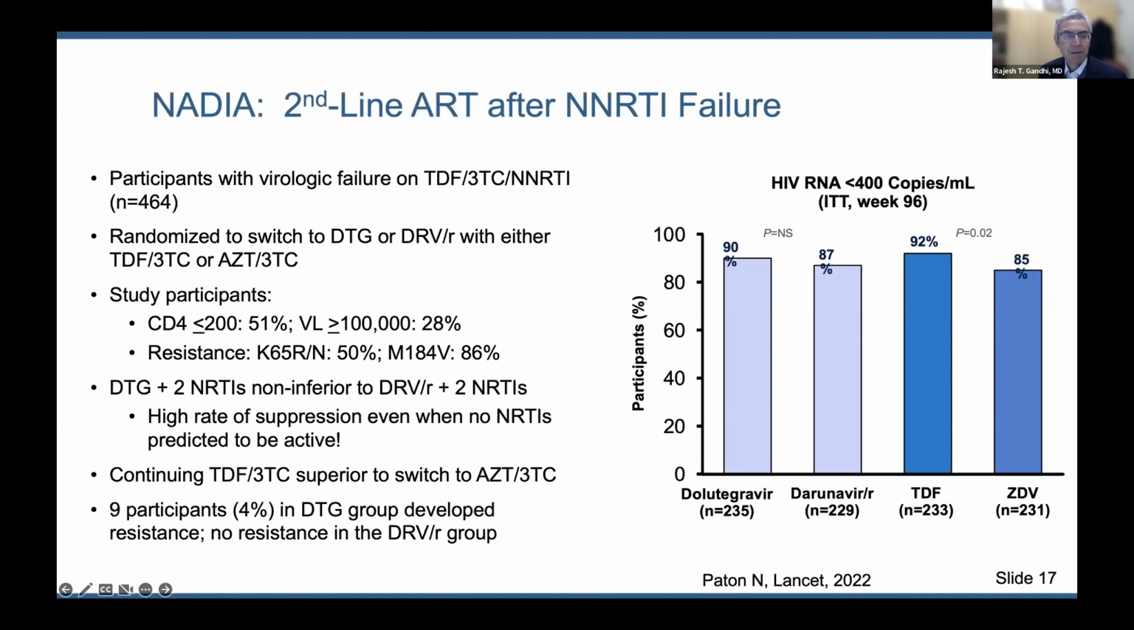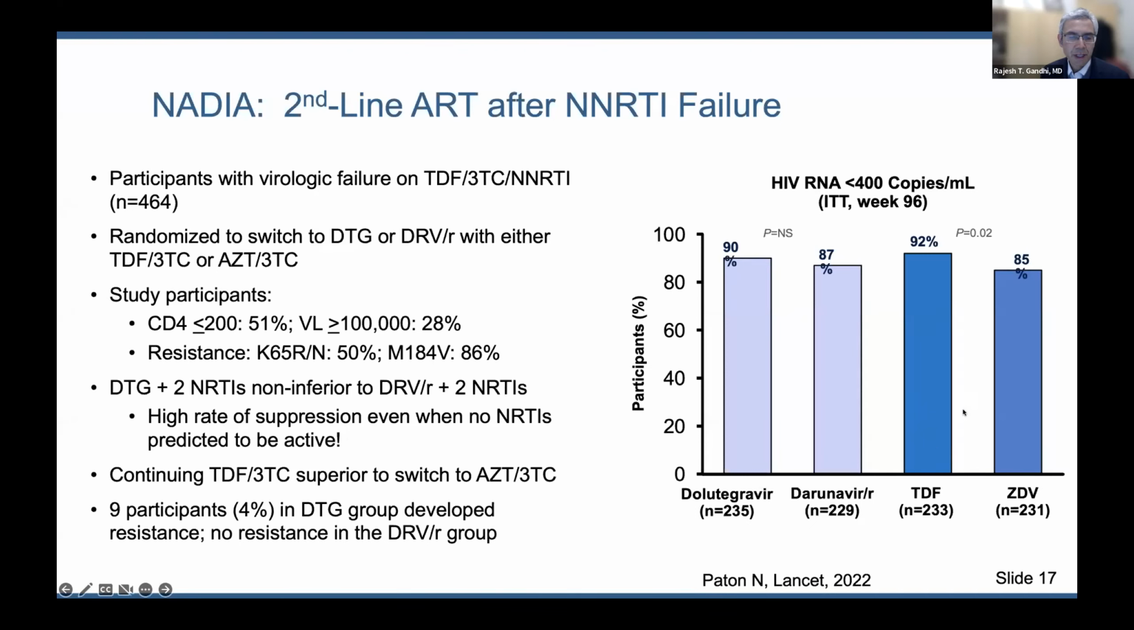Although, Paul, maybe I'll jump in here and ask you, this patient going back just had M184V. Right, so in NADIA, just to stress the point that was being made, this was a study done, as was said, in sub-Saharan Africa, and people were very advanced. You see the characteristics there. 50% had a CD4 count less than 200. A lot of K65R, which knocks out tenofovir but also other nucleosides, and a lot of M184V.